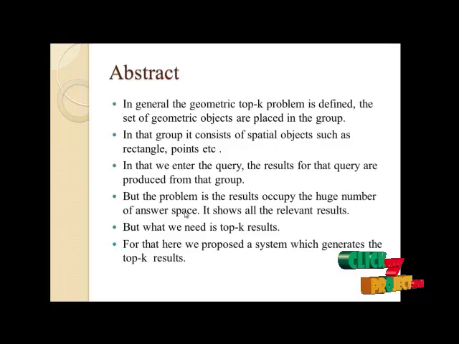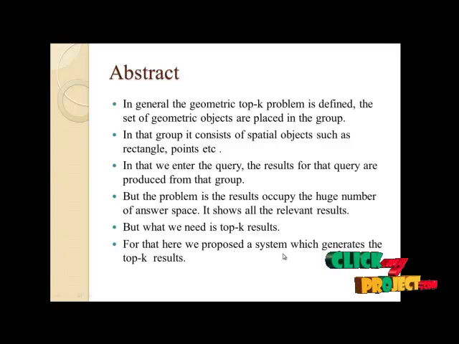In general, the geometric top-k problem must define that a set of geometric objects are placed in a group. That group consists of spatial objects such as rectangles, points, etc. We enter a query, and the results for the query are produced from that group. But the problem is that the results occupy a huge answer space. It shows all the relevant results, but what we need is the top k results.